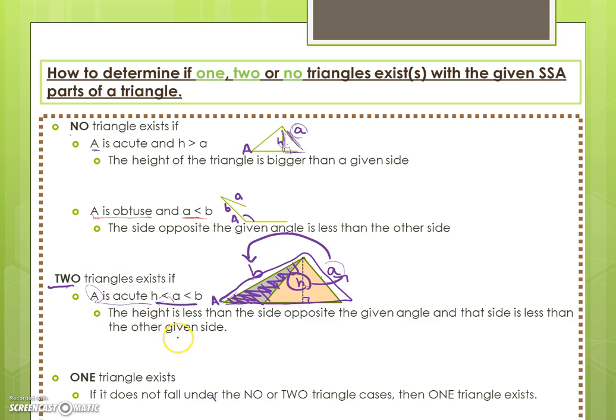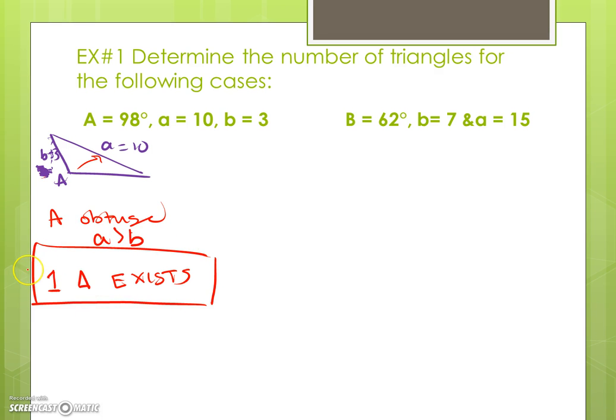The two triangle only exists if A is acute. So if it's not the no triangle, it's not the two triangle, then therefore one triangle must exist. Okay, so there we have it. One triangle exists. So now let's look at the second one.